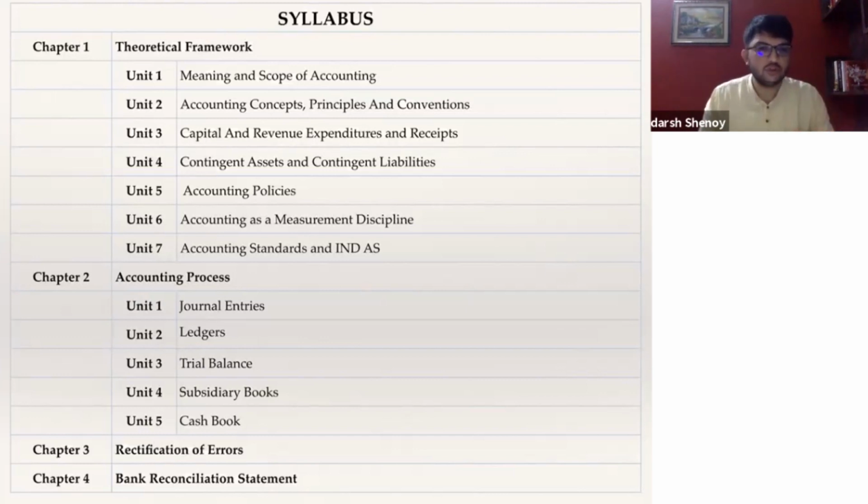Accounting process is not so important from the exam point of view, but to understand the rest of the chapters, accounting process is the key. This is the only chapter which will ensure that you understand whatever I teach in the future. So that is why accounting process is very important.